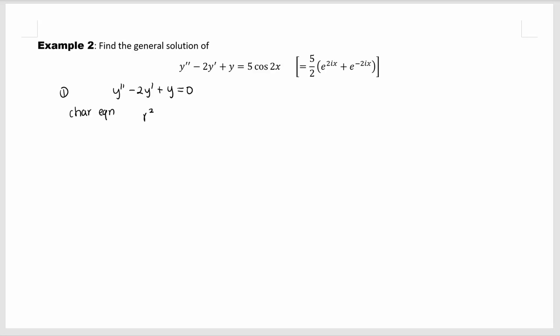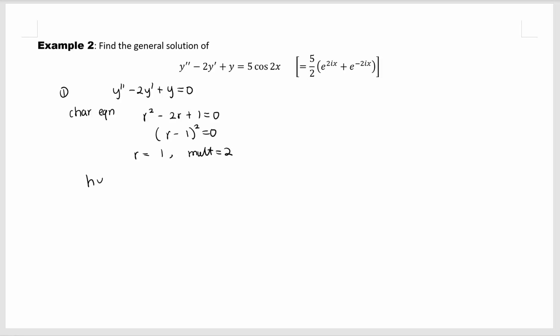So we have r squared minus 2r plus 1 equals 0, right? And we can factor it. Notice that this is a complete square. So this is (r minus 1) squared equals 0. So we have r equals 1, and it's repeated, so the multiplicity is 2.